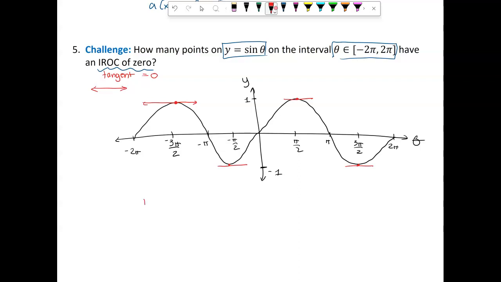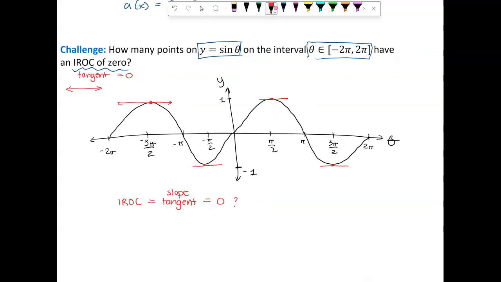So whenever we see our IROC, we're always talking about the tangent, and we're talking about the slope of the tangent. And in this question, it's asking us when is it equal to 0? That's always at these points, which are when it's a horizontal line, and this happens at what we call our turning points.